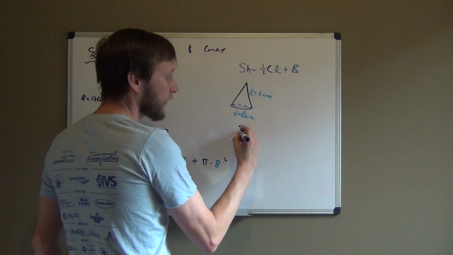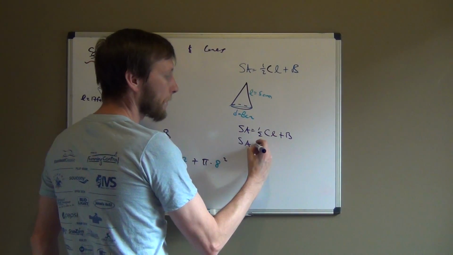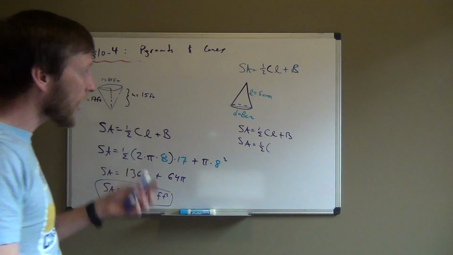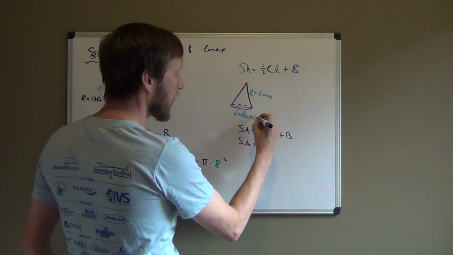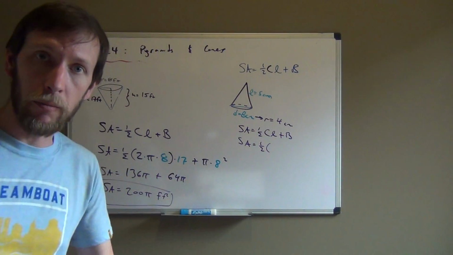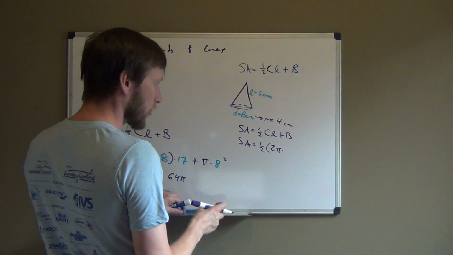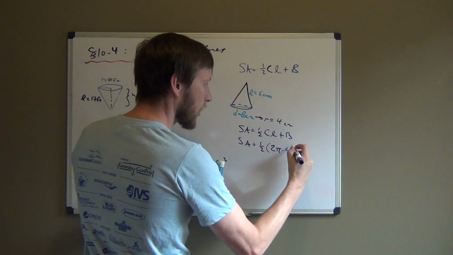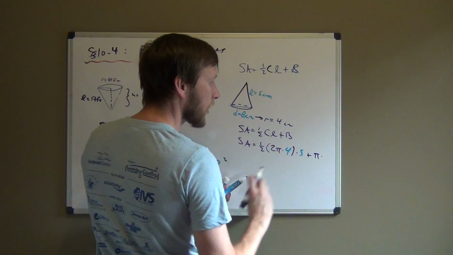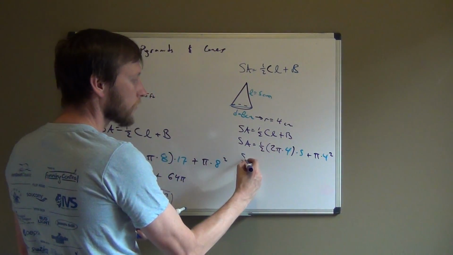So, when we are finding the surface area of 1/2 CL plus B, we are going to use the information that they give us. However, they gave us that the diameter was 8, so that means that the radius is equal to 4. We have to do maybe some pausing and thinking before we proceed, and then do 2 times pi times the radius times the slant height plus the area of the base, which is pi times the radius, not the diameter, pi times the radius squared.